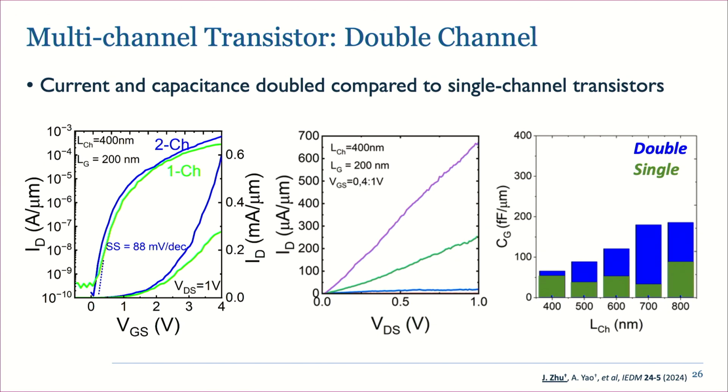And also you can measure the gate capacitance. So if you have 2 channels, then of course the gate capacitance should double compared to a single transistor. And that is what we measure.